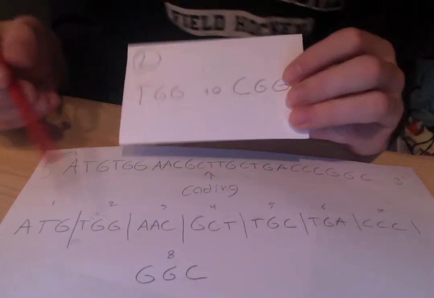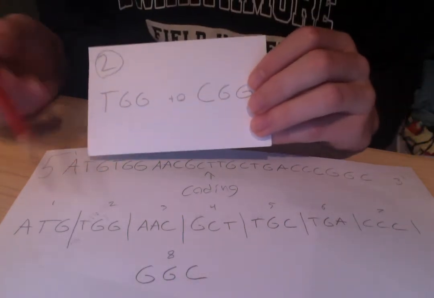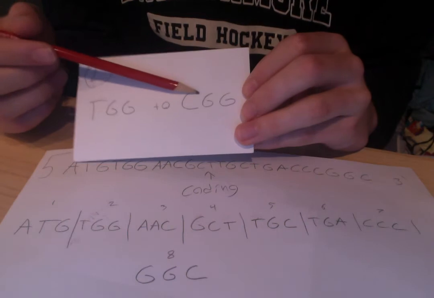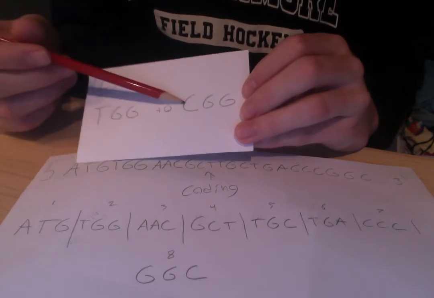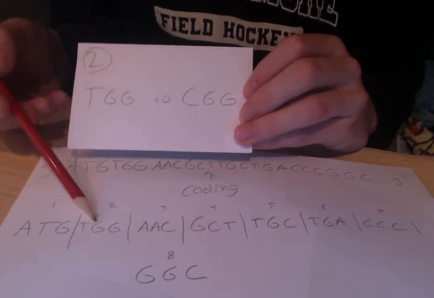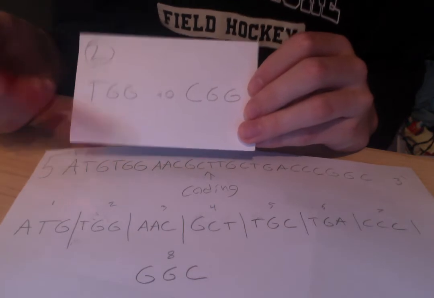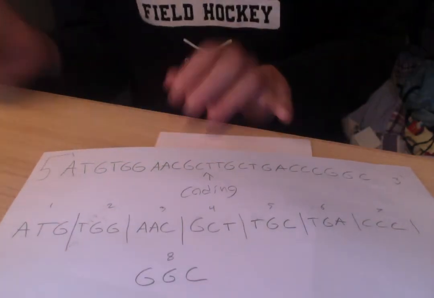So we're focusing on our second codon group here. We have a TGG, and I'll be changing it to a CGG. T to C is a transition change. And we're actually changing a tryptophan to an arginine, so that could alter the protein functionality. So we're making a different amino acid.